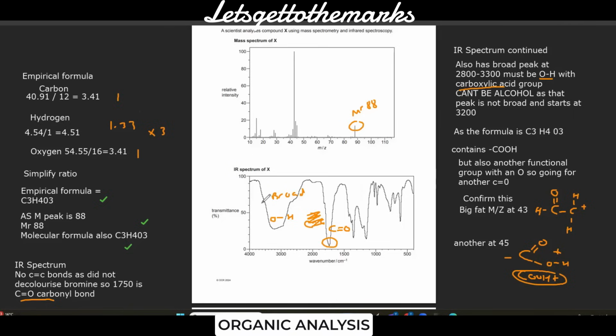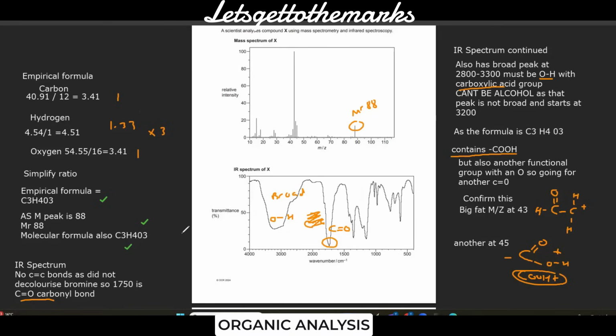Well, that should have had a thinner peak here. There should be a long peak here starting about 3,200 or 300, so it would extend over a bit. So it probably doesn't have an alcohol group. It's definitely a carboxylic acid, and that means that it contains this. We can confirm it contains COOH because of these two facts.